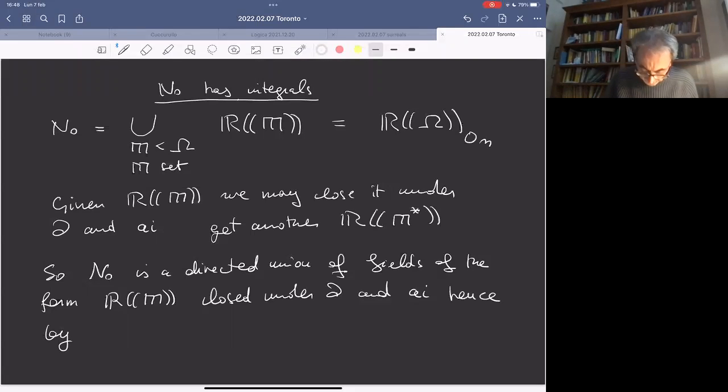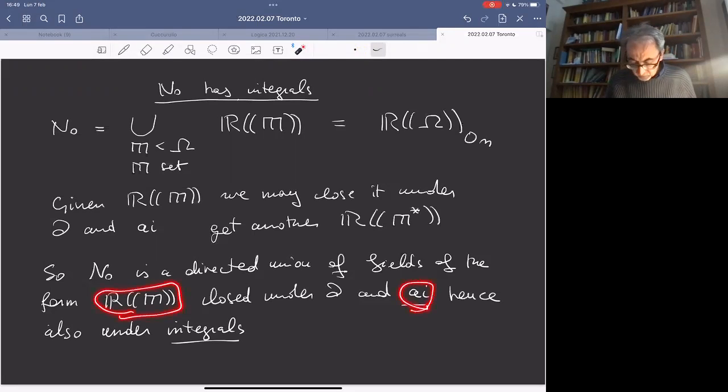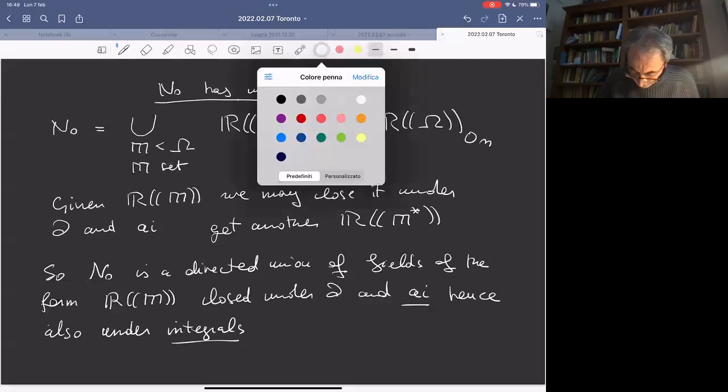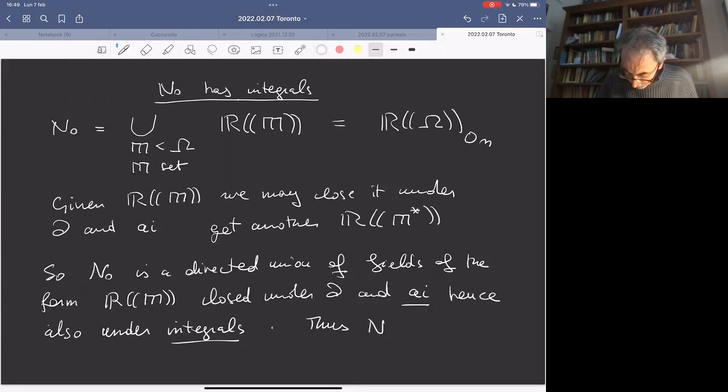Hence, by the previous result, hence also under integrals, not only asymptotic. Because if a field of this form is closed under asymptotic integrals, we showed before that it's actually closed under integrals. And so we are done. So a directed union of fields closed under integrals, of course, is closed under integrals. Thus, No is closed under integrals.